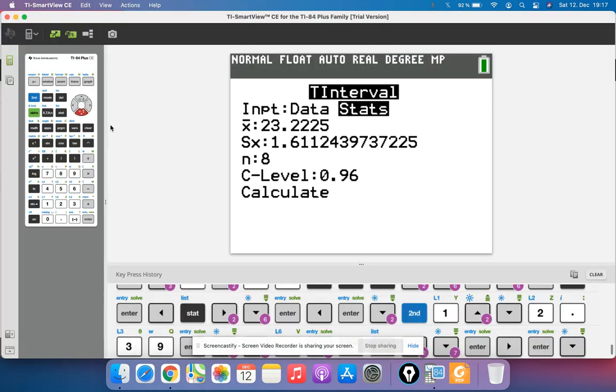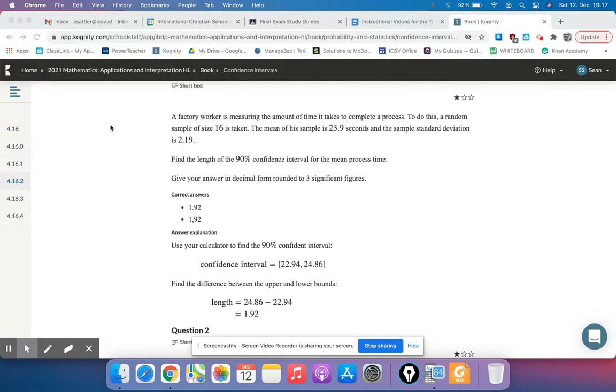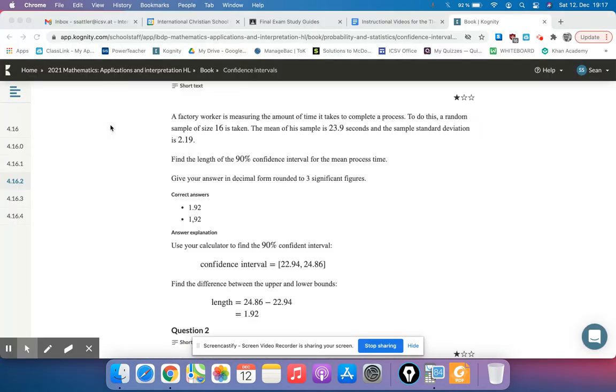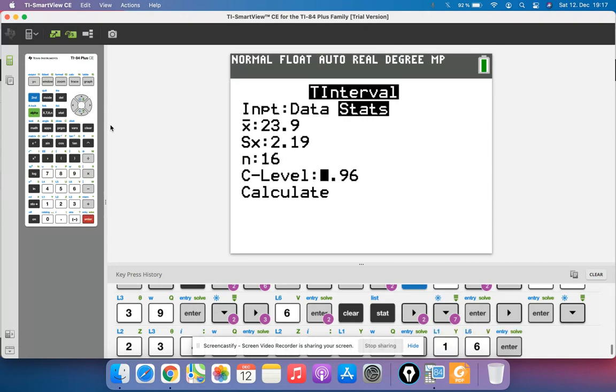So 23.9 for the mean. Standard deviation is 2.19. And we need the sample size of 16. Confidence interval is going to be 90%.